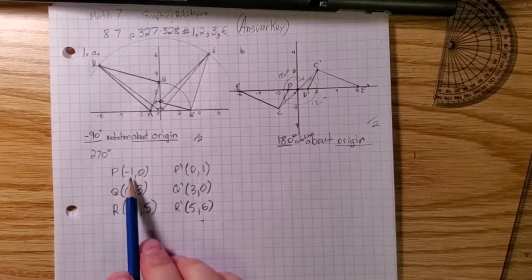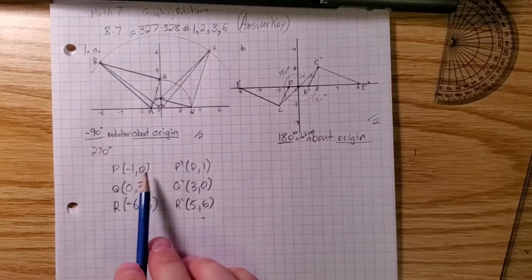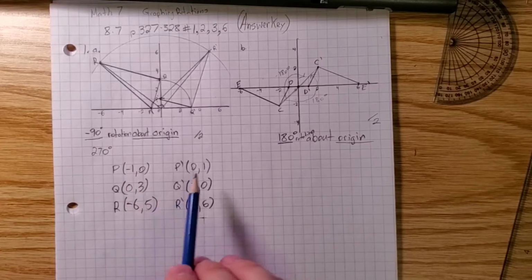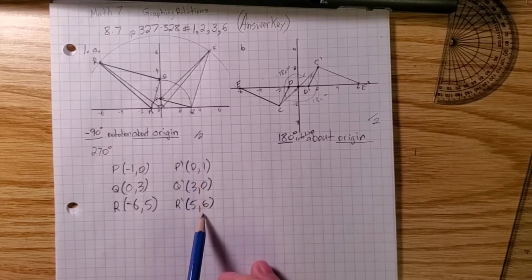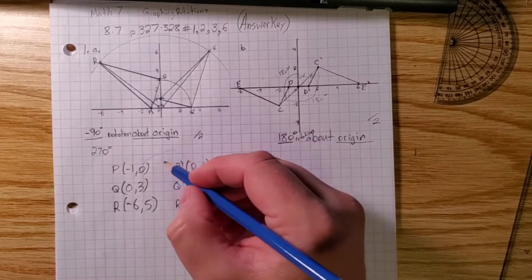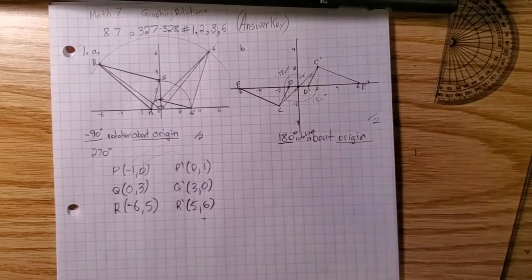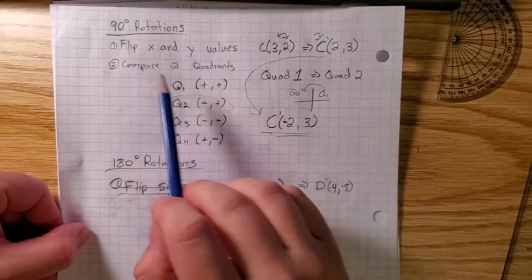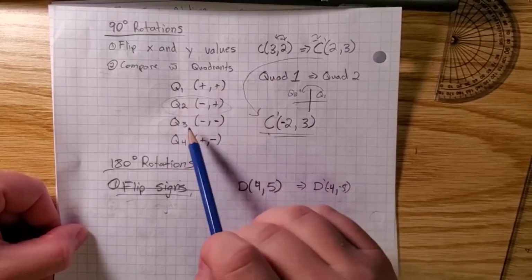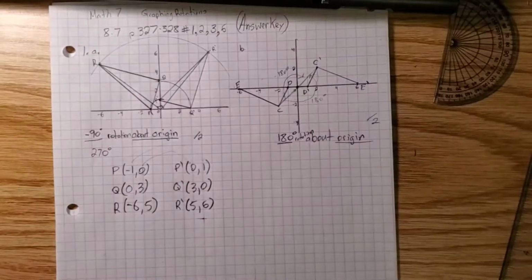Notice here, we have our y value switching to become our x values, and our x values switch to become the opposite sign for our y values. So these are the same, but these switch sign. If we remember from our lesson on 90-degree rotations, we flip the x and y values, and then we compare with the quadrants, or usually one of them is switching the sign. So let's compare with our quadrants.